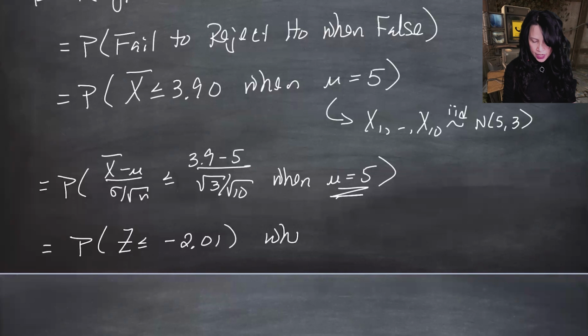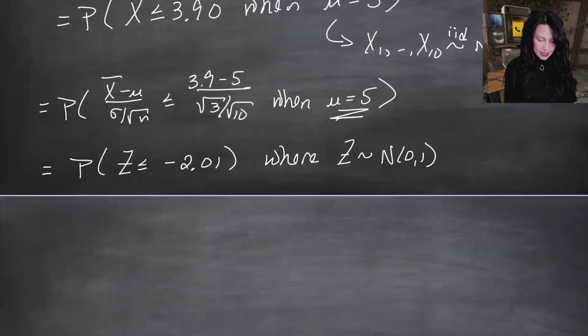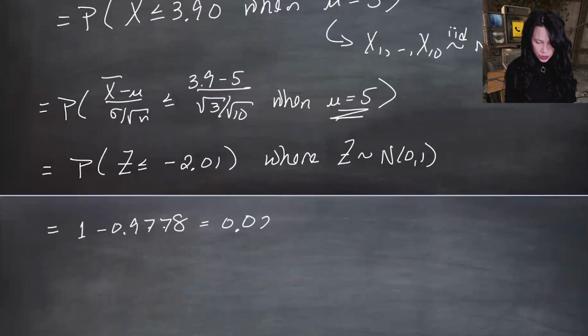And I no longer need that mu is 5. I just now know that Z is from a distribution with all the parameters known. And I'm not going to go to the table for this. If you look this up, this is 1 minus 0.9778, which turns out to be 0.0222.